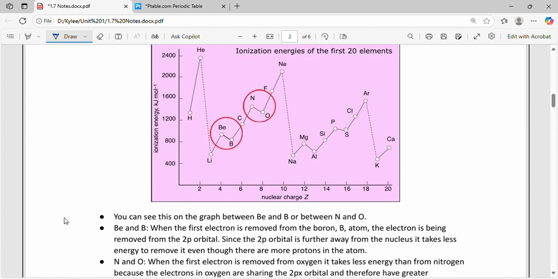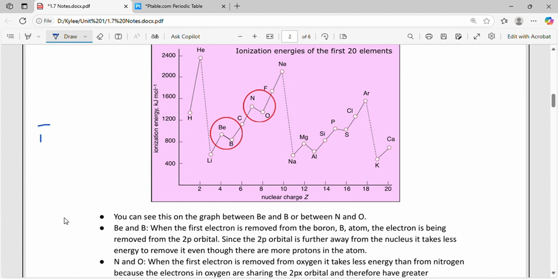There are some exceptions to the ionization energy trend, and that's what I'm trying to show here in this graph. If the trend were exactly the way we would expect, we would see boron more up here, and this would continue as a straight or mostly straight line. But what we actually see is a drop in the ionization energy between beryllium and boron. And the reason for that is because we have added a p orbital at that point.